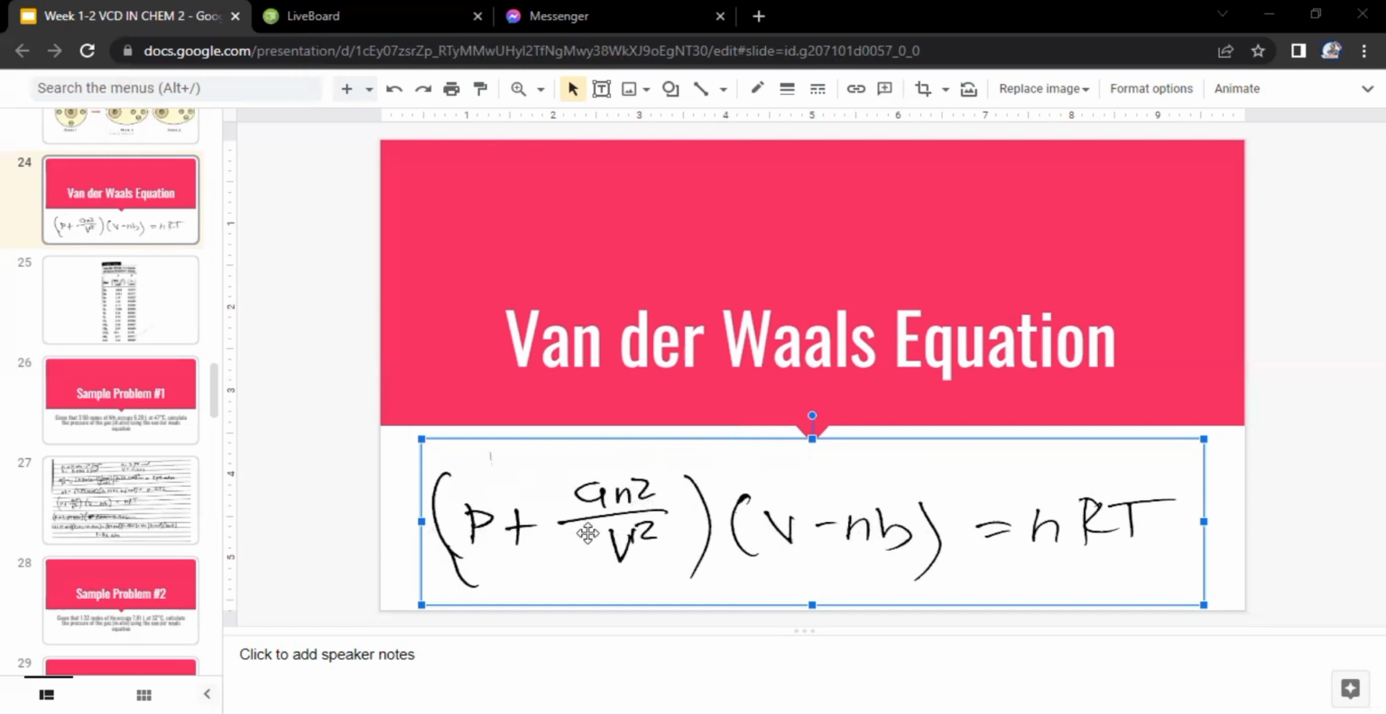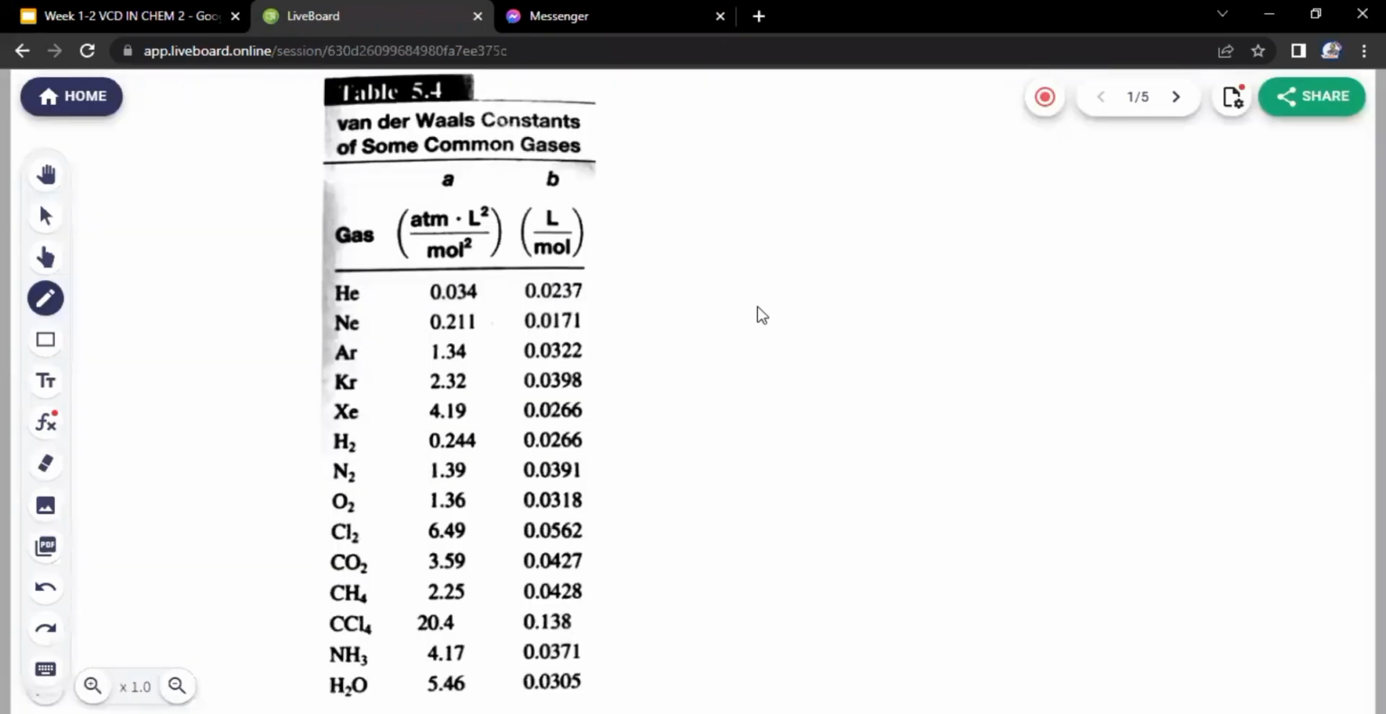The n represents the moles, the V represents the volume, and the capital R represents the ideal gas constant. The capital T is the temperature in Kelvin. All right, take note of that. Now, to proceed, take note that we will be needing the van der Waals constants of some common gases. We have here the common gases, and then the a and b: the a represents the correction in volume, and the b represents the adhesive force between molecules.